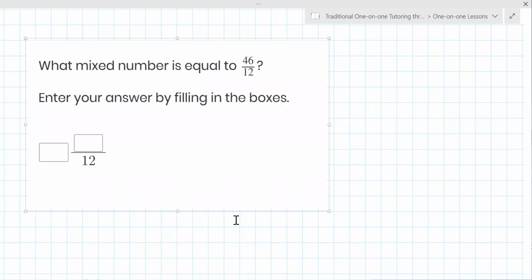I got it. So the quotient is 3. Okay. And the remainder is 10. Yes, awesome. Really good. Excellent. Okay. Got another one here for you to do.